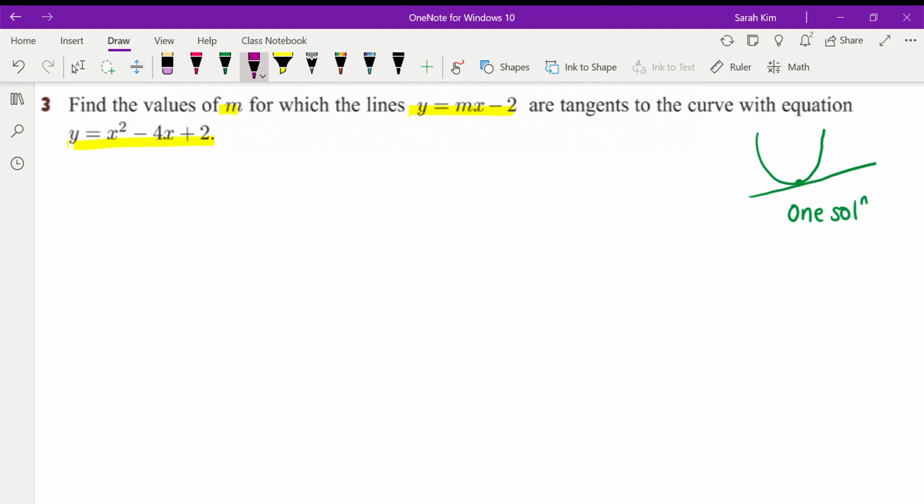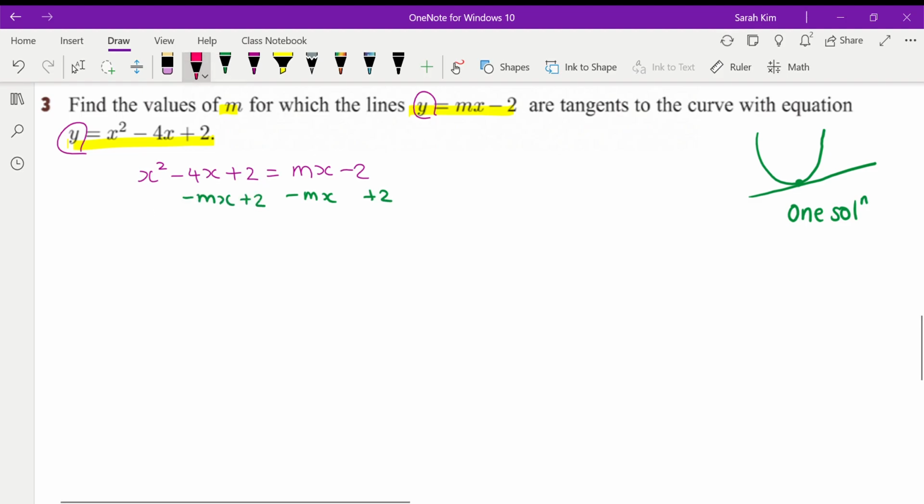We want them to touch, so the two y's must be equal to each other. You've got a y here and a y here, so basically the two equations are the same. I'm going to write the x squared first, so it's easier, and then I'm going to take mx plus 2 from both sides. So I get x squared minus 4x minus mx plus 4.